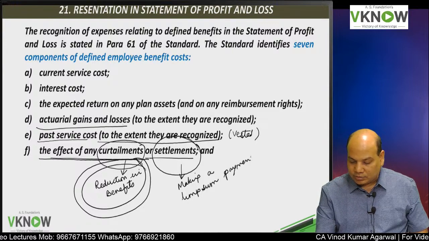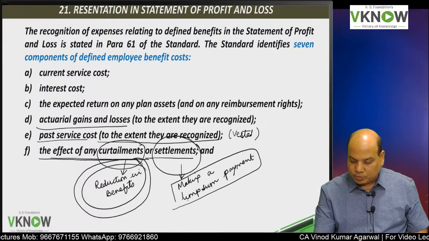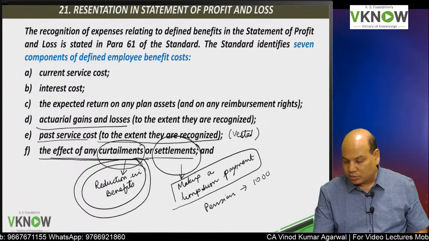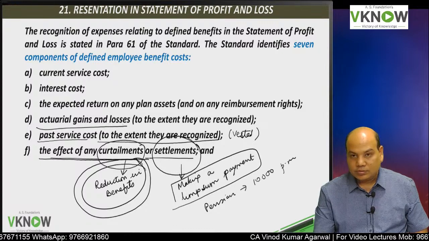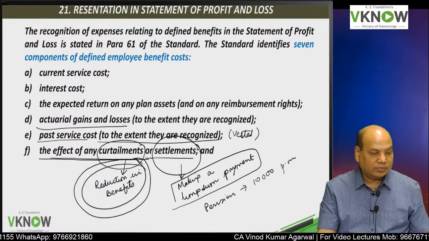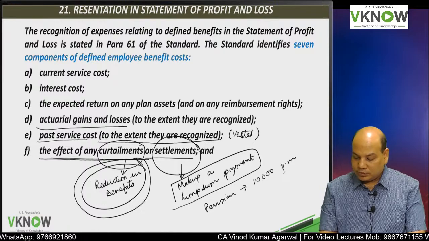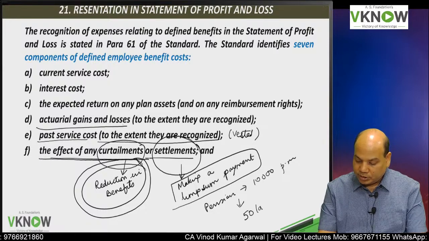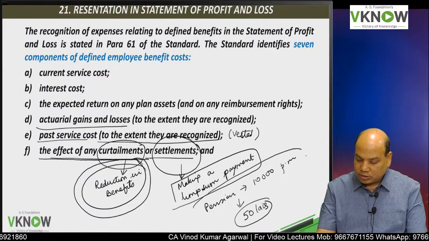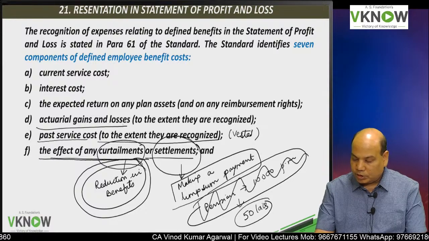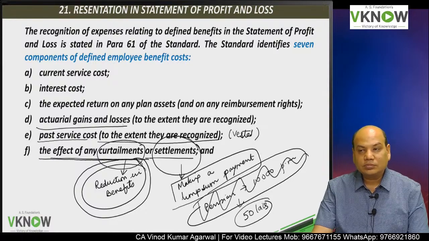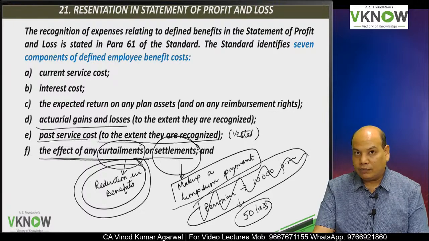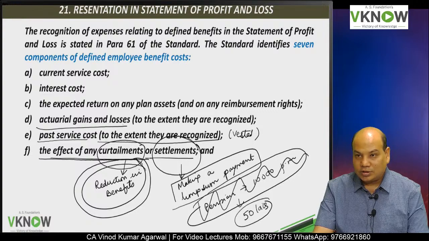Employee is retiring. You have to pay him pension, 10,000 rupees per month till he will survive. Instead of paying that, the company tells the employee, we will pay you 50 lakhs, but then we are not going to pay you the pension. Employee also feels happy. Oh, I am getting 50 lakh immediately.